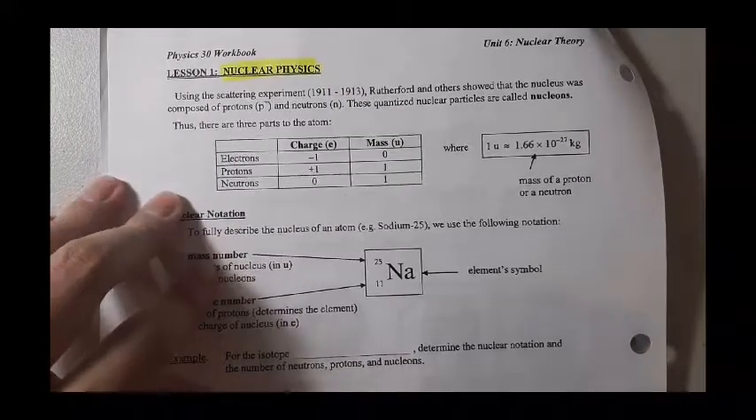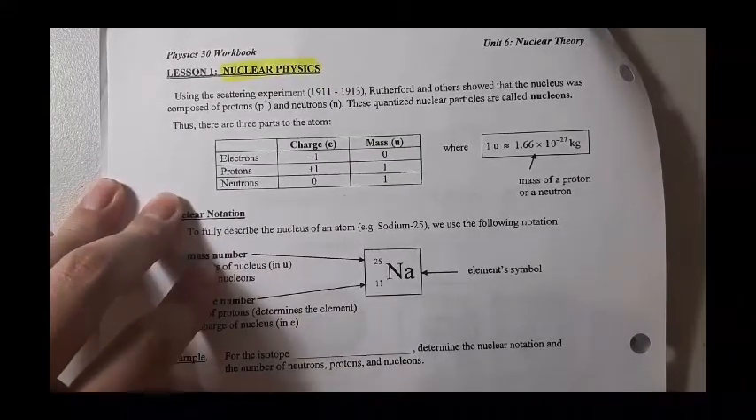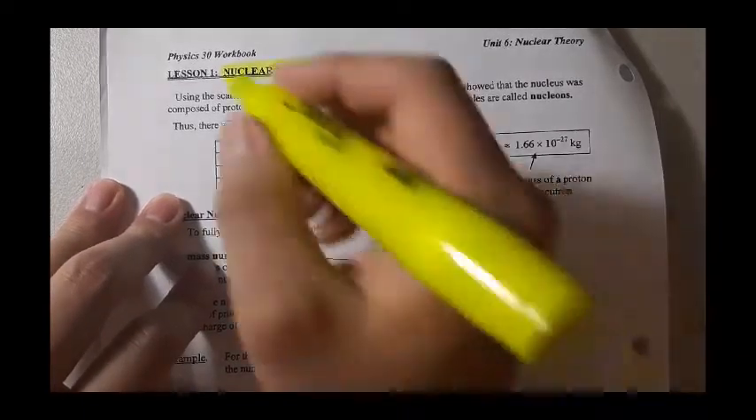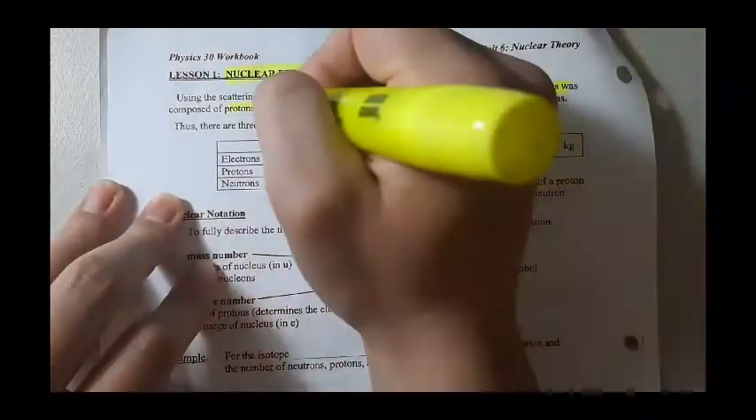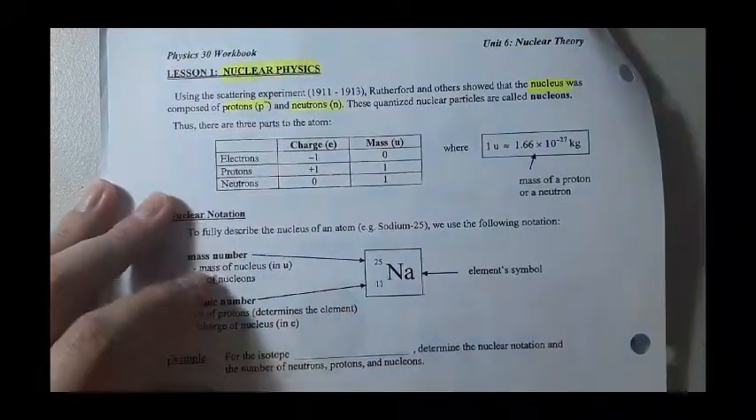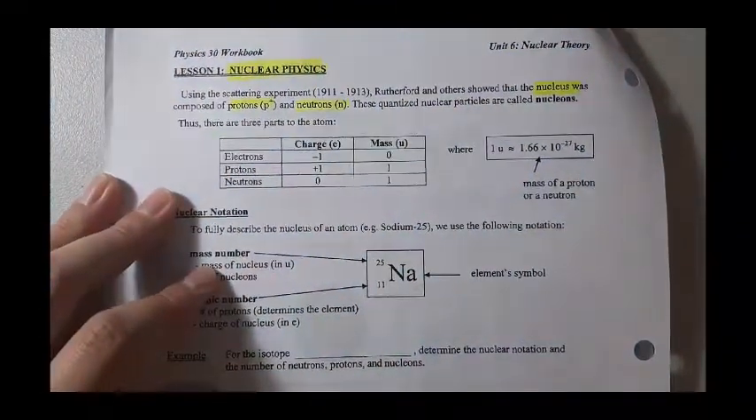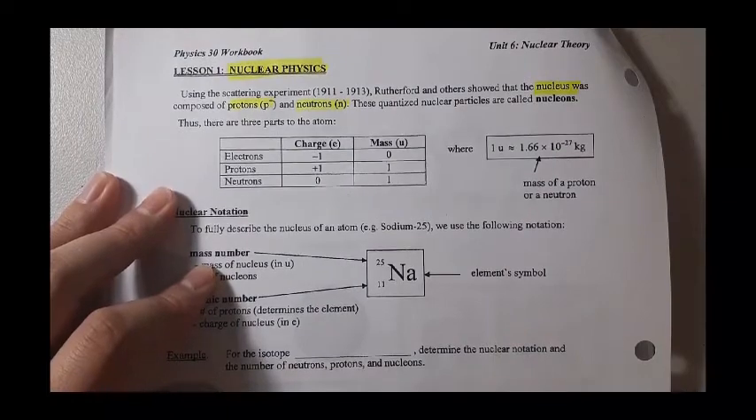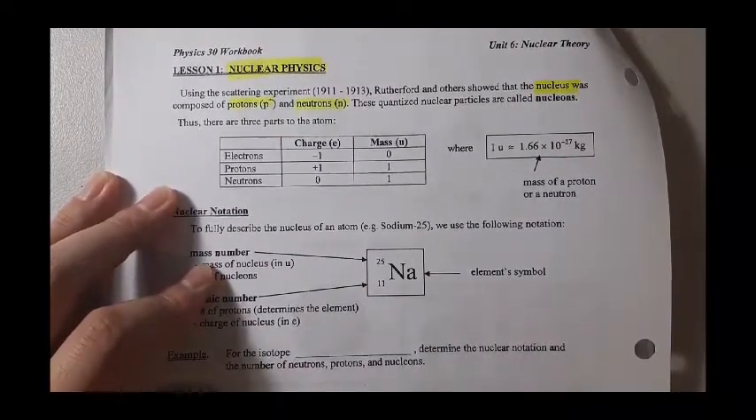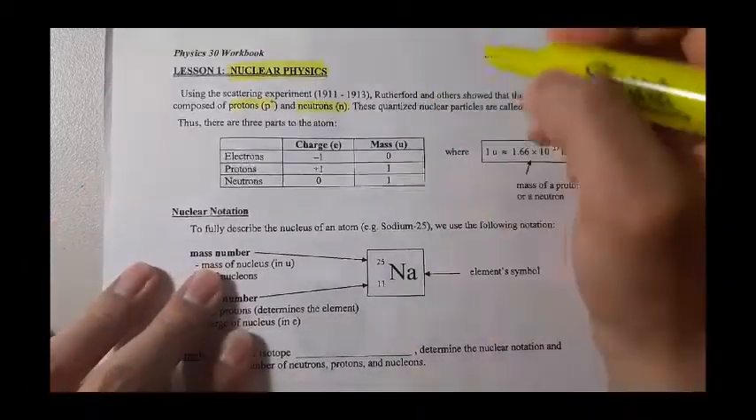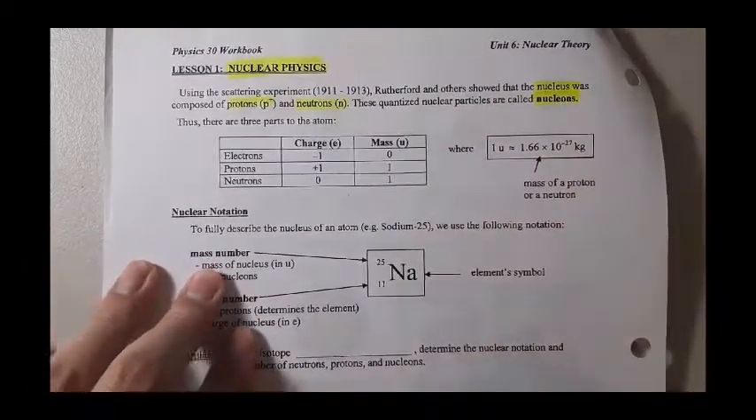using the gold foil scattering experiment that was done in the early 1900s, Rutherford and others showed that the nucleus was composed of protons and neutrons. And if you don't remember, the nucleus is at the very center and has most of the density and most of the mass of that atom. These quantized nuclear particles are known as nucleons.